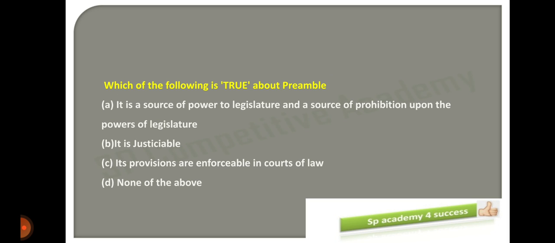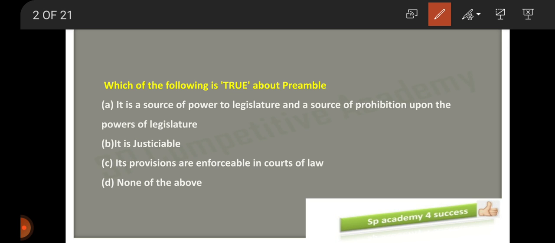The first MCQ: which of the following is true about the preamble? You have to identify the true statement. Let's see the options here. It is a source of power to the legislature and a source of prohibition upon the powers of the legislature. No, it is not a source of power for legislation. So this statement is wrong.